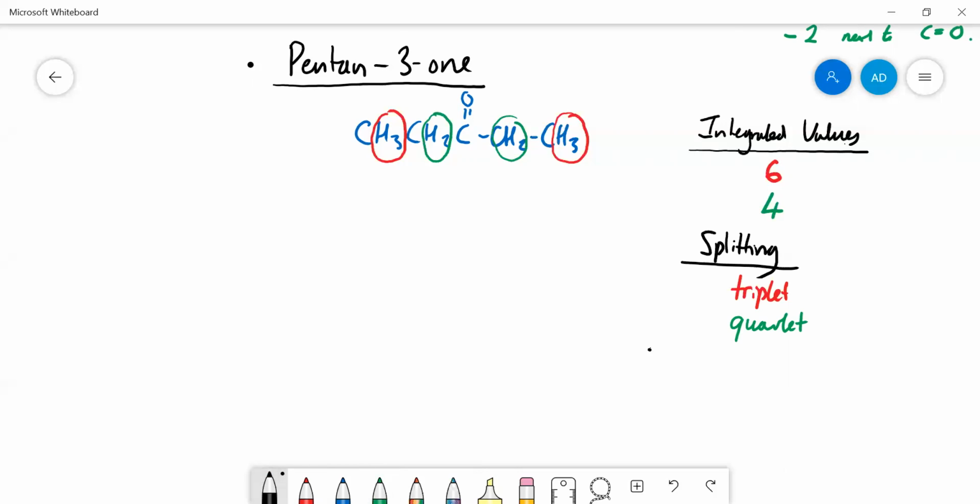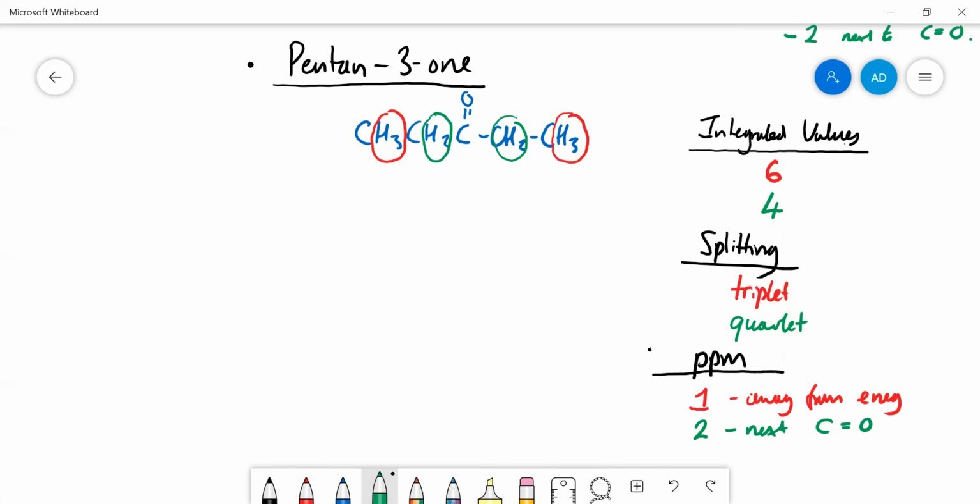And finally, we need to think about the ppm, chemical shift. Now the red ones, they're a long way from any electronegative element, so that is going to be a ppm of approximately 1. So away from electronegative elements, whereas the green ones are going to be about 2 because they are next to a carbonyl, and oxygen is electronegative, so it tends to push the shift a little bit upwards.